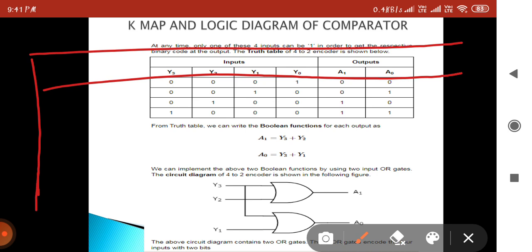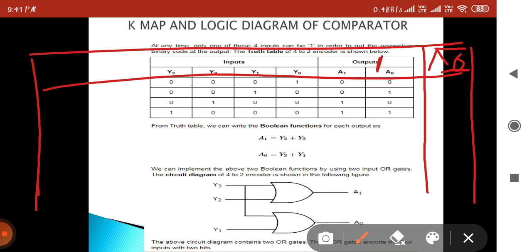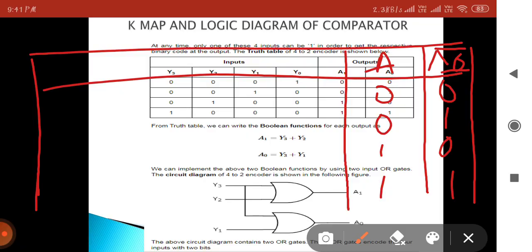Yes, I'm going to write that one. First write the outputs: a1 and a0 are the outputs, and the inputs are y3, y2, y1, y0. The output values are 0 0 1 1 and 0 1 0 1. Next I'm going to draw that one.